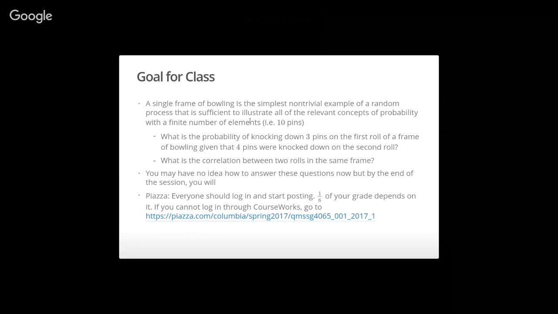Sufficient to illustrate the relevant concepts of probability, finite number of elements. Questions such as, what's the probability of knocking down three pins on the first roll of a frame of bowling given that four pins were knocked down on the second roll? Or what is the correlation between two rolls in the same frame of bowling, etc.? You probably have no idea how you go about answering questions like that for now, but by the end of the class, you will.